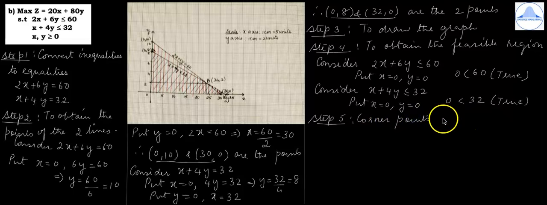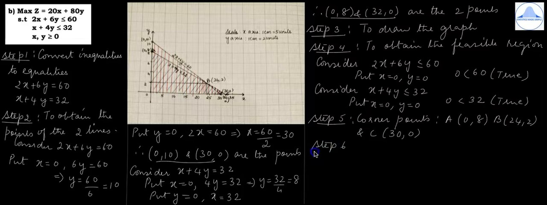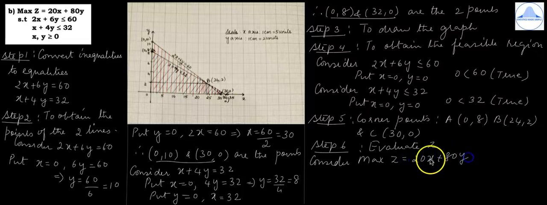So step 5, you have to write down what are the corner points. So corner points are A, that is 0, 8, then B, 24, 2, and C is 30, 0. Then step 6 is to evaluate Z at the corner points. So you consider maximize Z equal to 20x plus 80y.